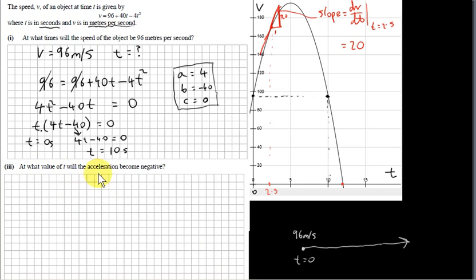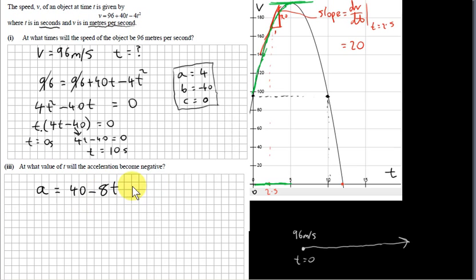At what value of t will the acceleration become negative? Well, the acceleration is the slope of tangents to this graph here. So you can see for values of t ranging from 0 up to 5, the slopes of tangents to the curve are positive. See, the lines are going in this direction. In the last question we got a positive answer for the slope. We got plus 20. But look what happens at t equals 5. At t equals 5, the slope of the tangent is horizontal, so the slope is 0. So this is the slope of the tangent, and at t equals 5, it's 0.